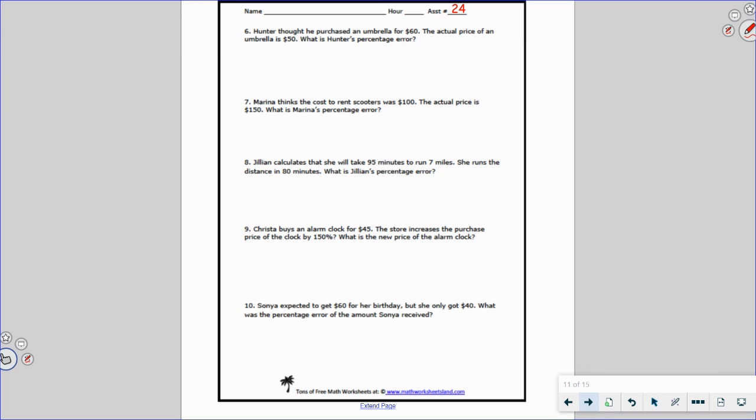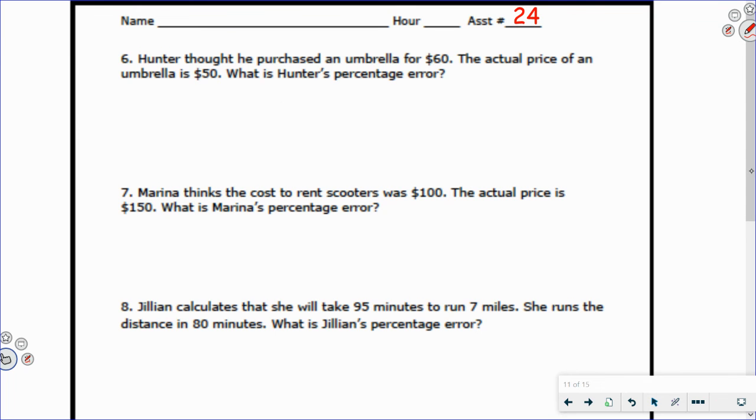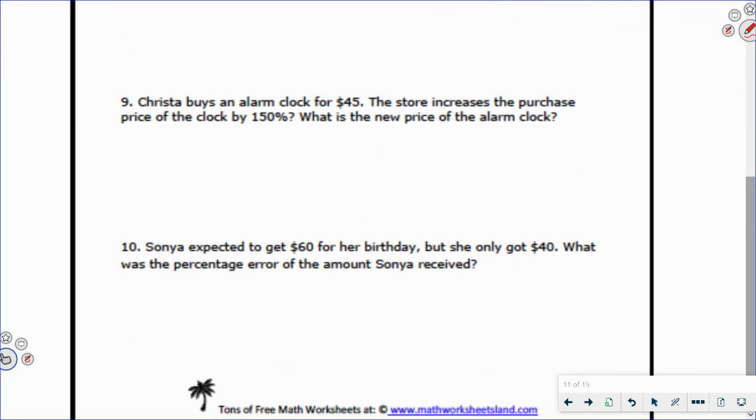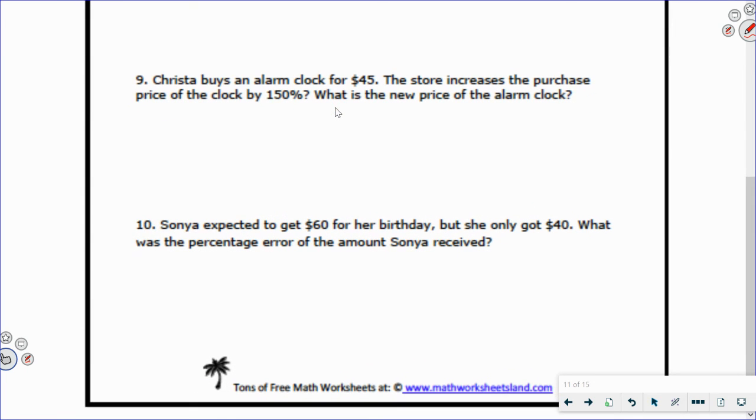Yeah, I think I'm going to do one more problem with you, just to make sure we're good with this. So take a look at number 9. Krista buys an alarm clock, $45. Whoops, let's go back. Try not to move it. Store increases, I'm going to draw a little arrow just to remind myself that, by 150%. Question is, what is the new price?